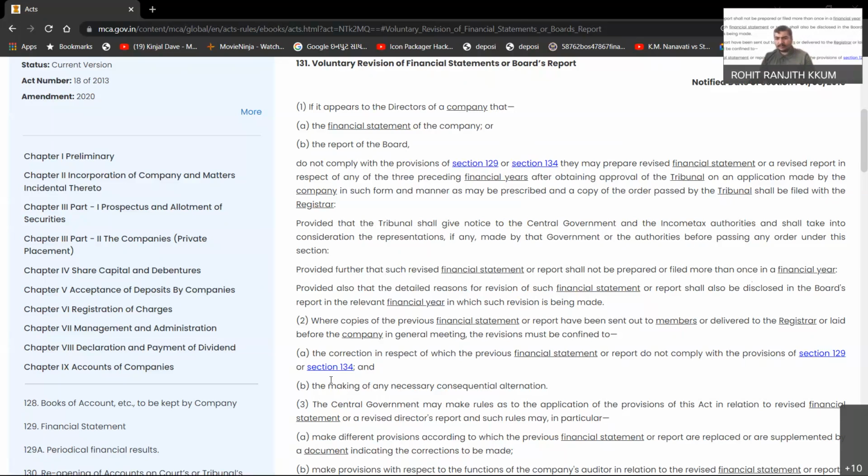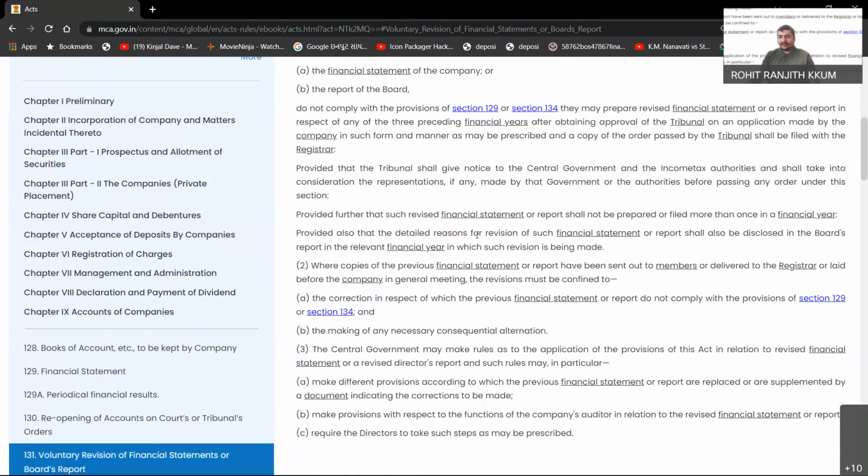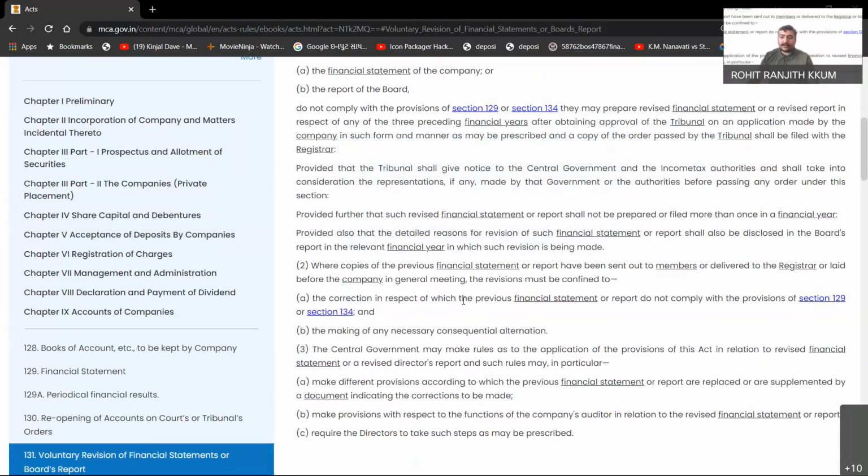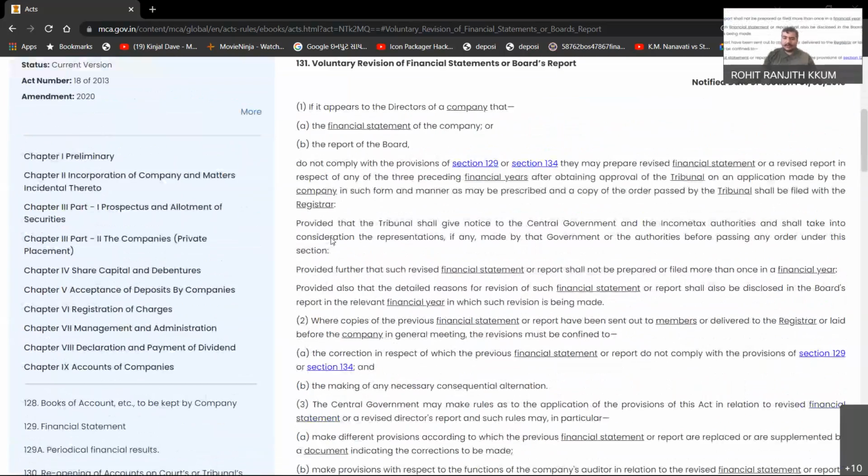So there can also be a question in your exam. Provided further also that the detailed reasons for revision of such financial statements or the reports will also be disclosed in the board's report in the relevant financial year in which such revision is being made. So that's common sense. In the board report, you have to disclose to the shareholders what is the reason for revision of such books of accounts. Why did you do it? Okay. So guys, section 131 subsection 1, all the paragraphs clear? Are all the paragraphs clear?